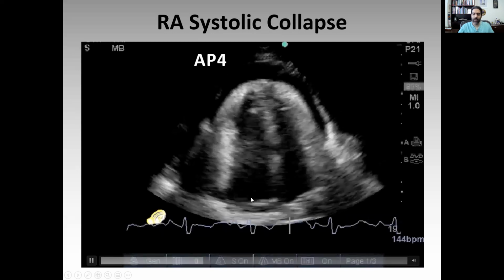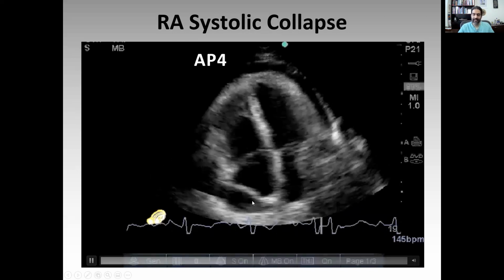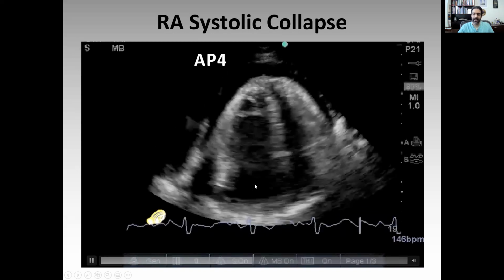And you can see that free wall is sort of involuting, almost as if someone's lying on their back and kicking in that right atrial free wall. So this is collapse of the right atrium.